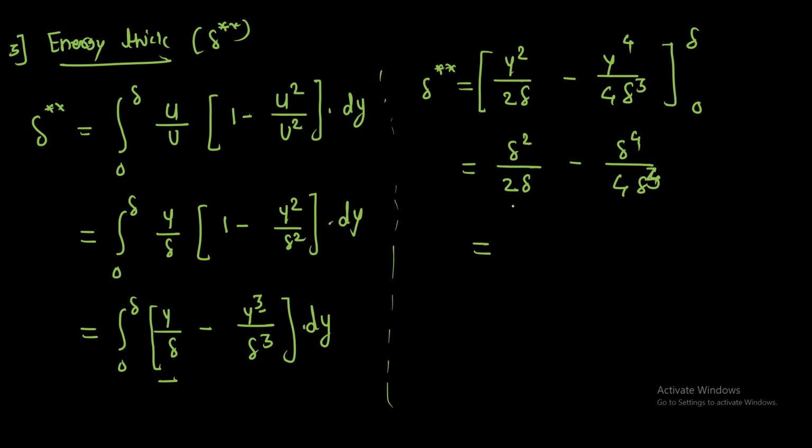Okay. So here we get delta square upon delta is delta by 2 minus delta raised to 4th upon delta cube, so delta by 4. Okay. So the answer is half minus 1 by 4th. So it is delta upon 4. So this is energy thickness. Okay. So this is how you can solve the problem on the boundary layer. So it is displacement thickness, momentum thickness, and the energy thickness.